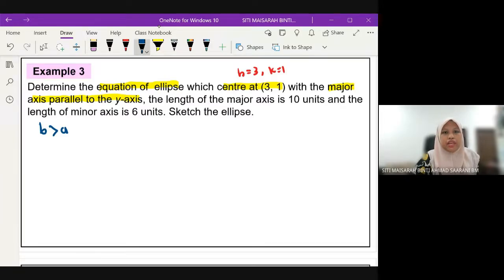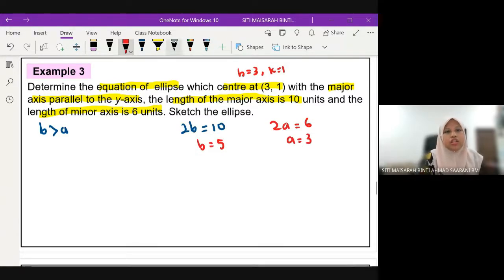And then the length of major axis is 10. So maksudnya 2b sama dengan 10. And the length of minor axis is 6 unit. So this is 2a sama dengan 6. Okay. So macam mana kita tahu ni length of major axis dia 2b? Tengoklah b besar maksudnya 2b. Kalau a besar 2a. Okay, yang major tu 2b sama dengan 10, 2a sama dengan 6. So kita dapat b sama dengan 5, a sama dengan 3. So dah tahulah ni nilai a dengan nilai b.